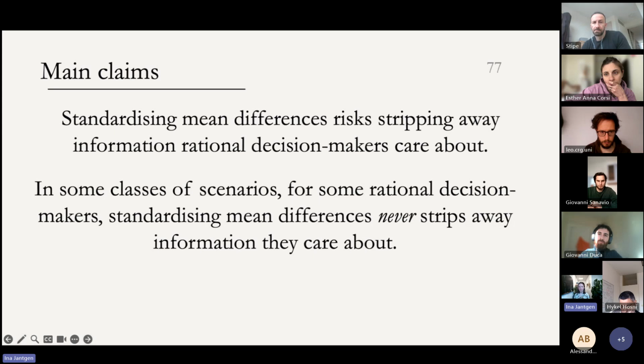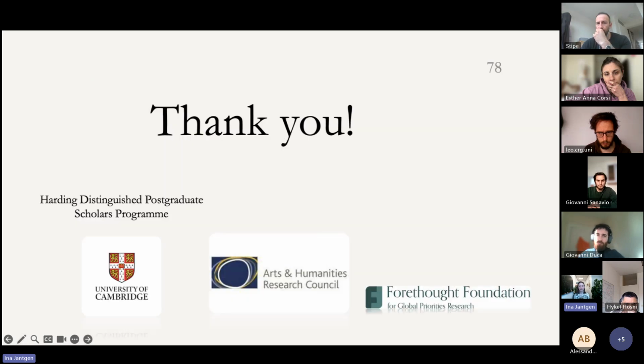For today, I want to wrap up and just say this is what I've argued. I've argued that standardizing mean differences risks stripping away information rational decision makers care about. And there are classes of scenarios, restrictive ones, but still some, in which for some rational decision makers, standardizing mean differences never omits decision-relevant information. And that's all for me today. Thank you.